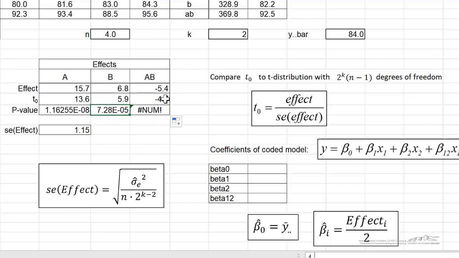We can drag this over, and we see that the effect of B is also quite significant. Whenever you have a negative test statistic, we have to go in here and take the absolute value of that test statistic. I could have done that for all of these, probably better practice. And that's what we get for the p-values. So this is showing that the effect of additive is significant, the effect of time is significant, and the interaction effect between time and additive is also significant.